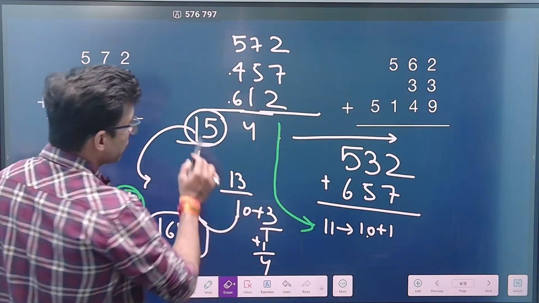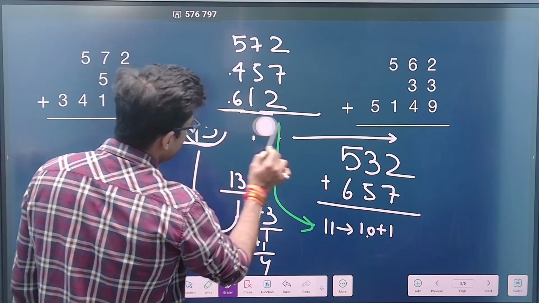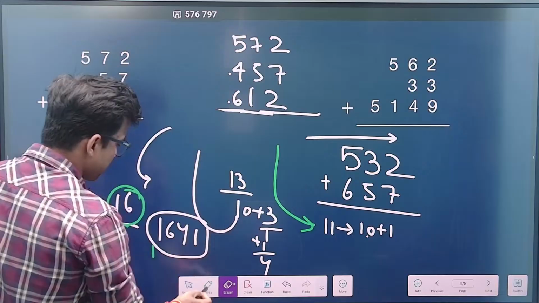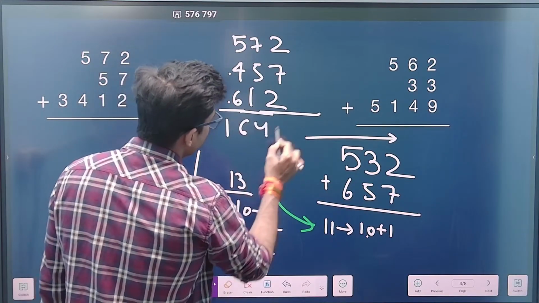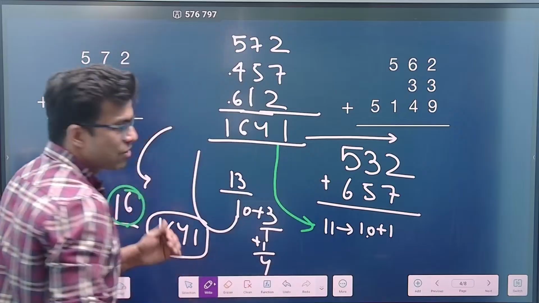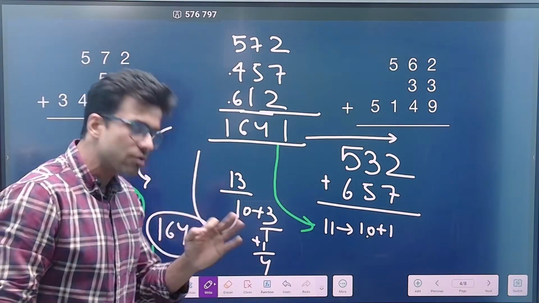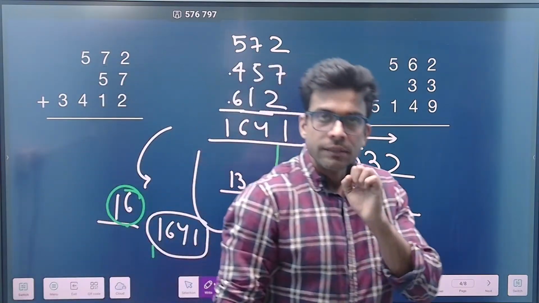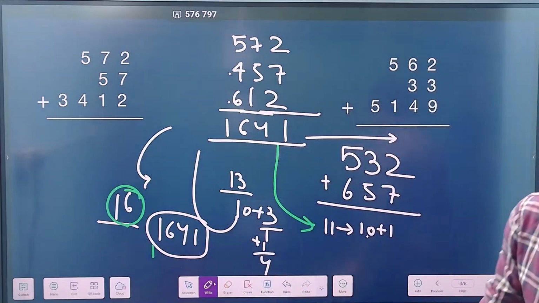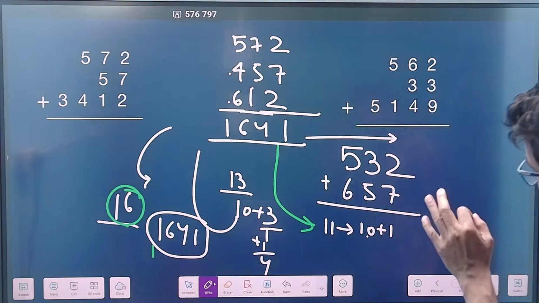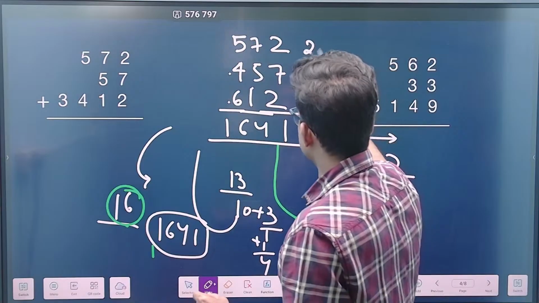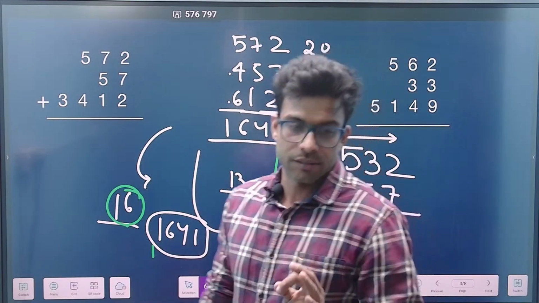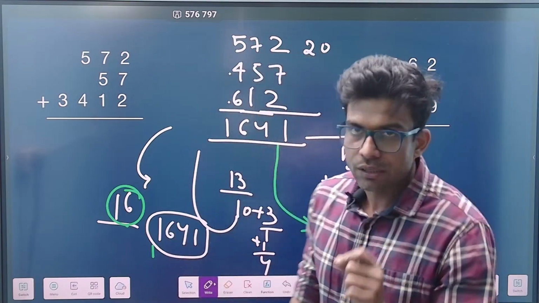I hope you understood the rule. If you add this number, you will get 1641. This is the method which I am using, basically called Vedic maths. Now I will take a lot of problems and I will be solving right now. Again, I will be giving you 20 questions just to solve this.